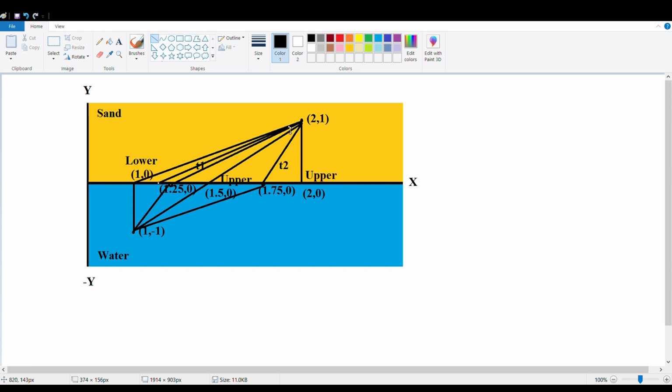and now we'll again generate 2 points which will calculate our paths, and again we'll generate t1 and t2. Again we'll calculate them, and we'll do this repetitively until lower and upper meet at some point. Let's say lower and upper meet at this point, then this point is going to be our answer.